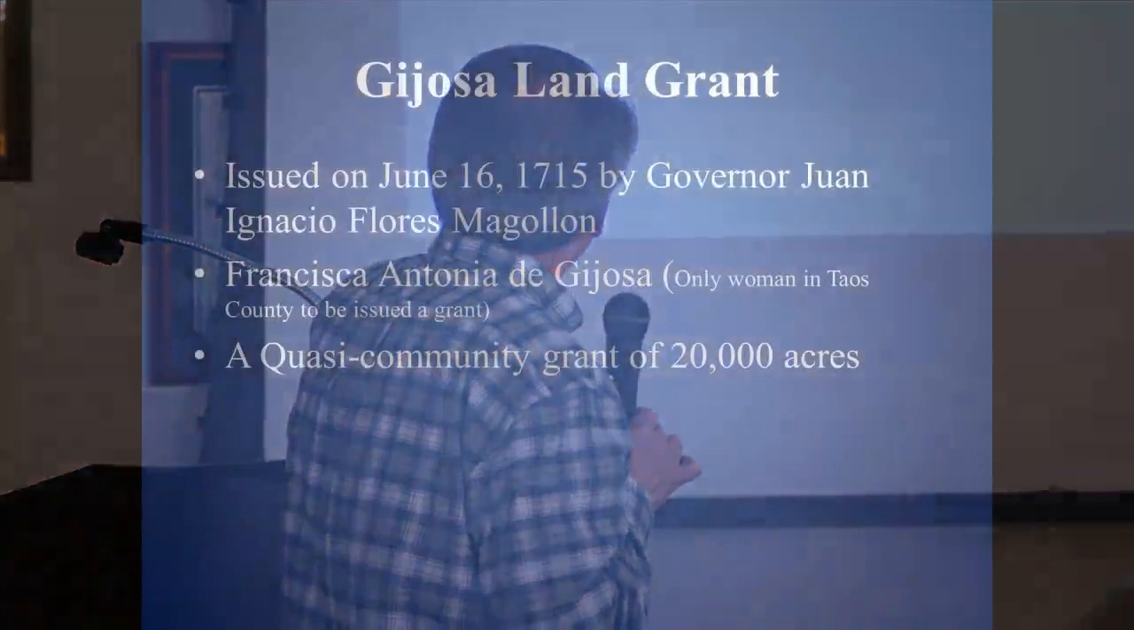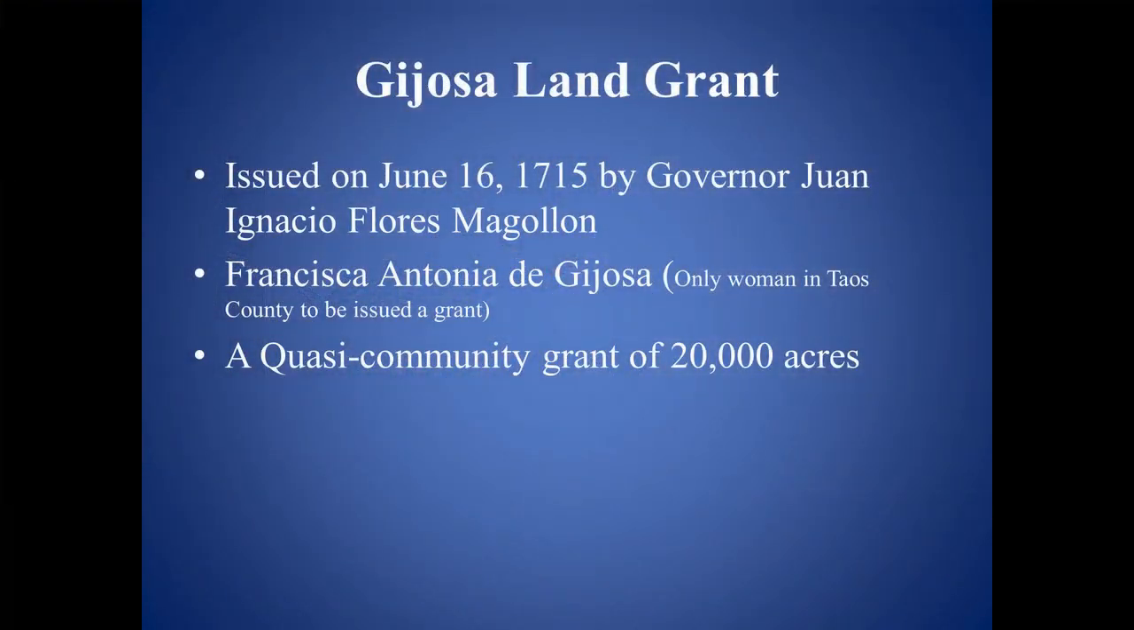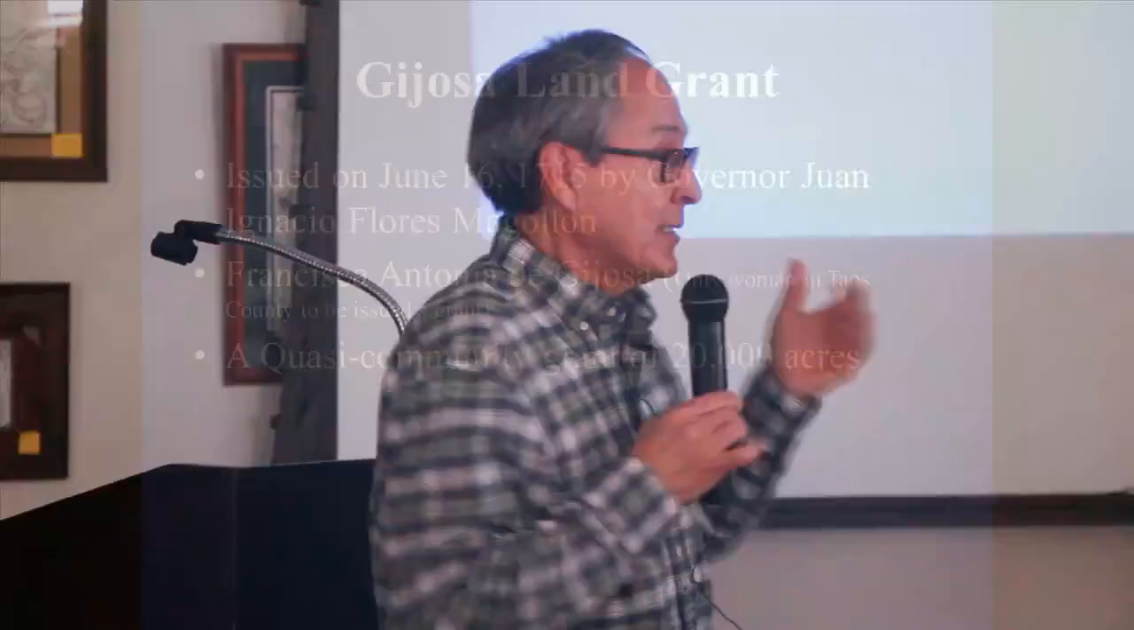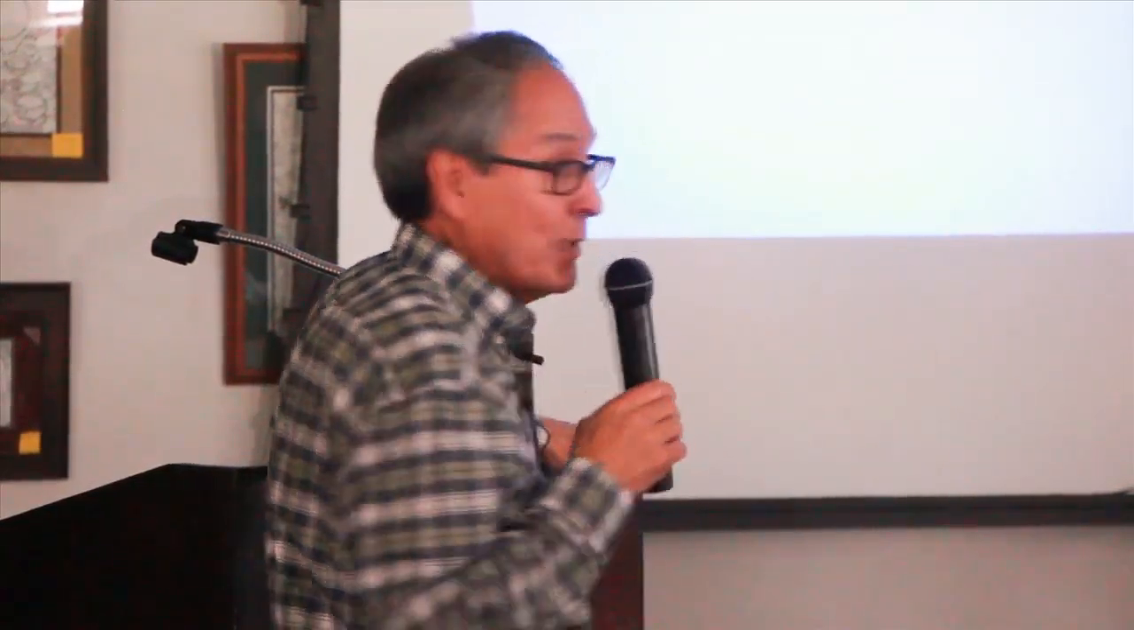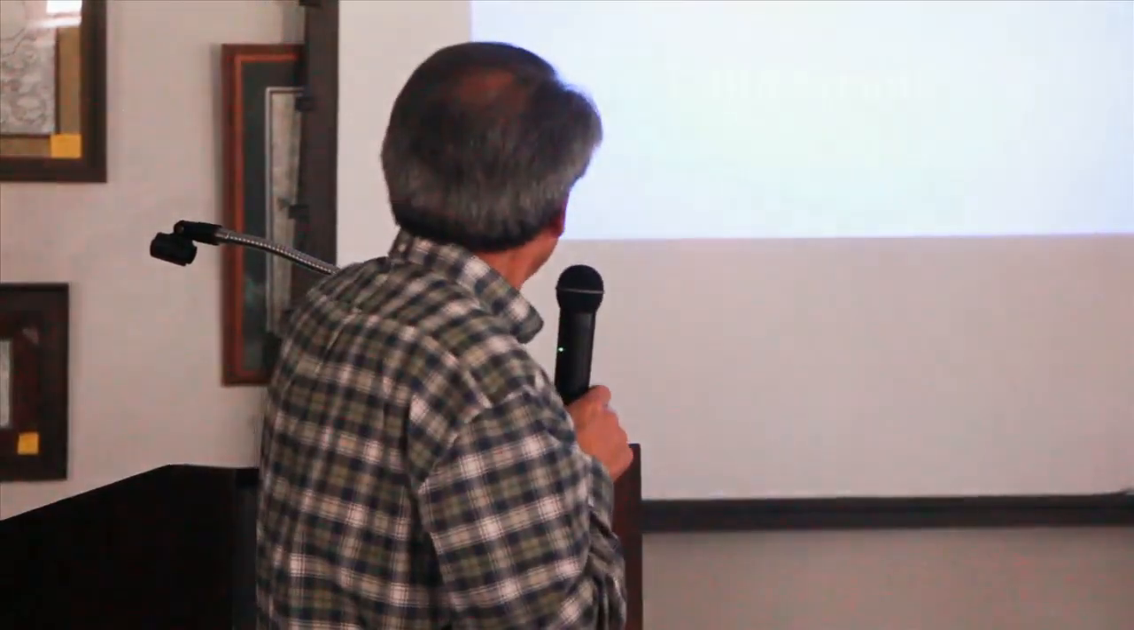Okay. Hijosa land grant. This is an interesting one. I never knew of it. I don't know any others. This is the first land grant issued to a woman. Her name was Francisca Antonia de Hijosa. If you look at Taos, and you're coming north from the canyon, before you get to Ranchos, that area to the west, as it goes towards the gorge, that was her. And it was a good size. It was 20,000 acres. Go ahead, Bill.